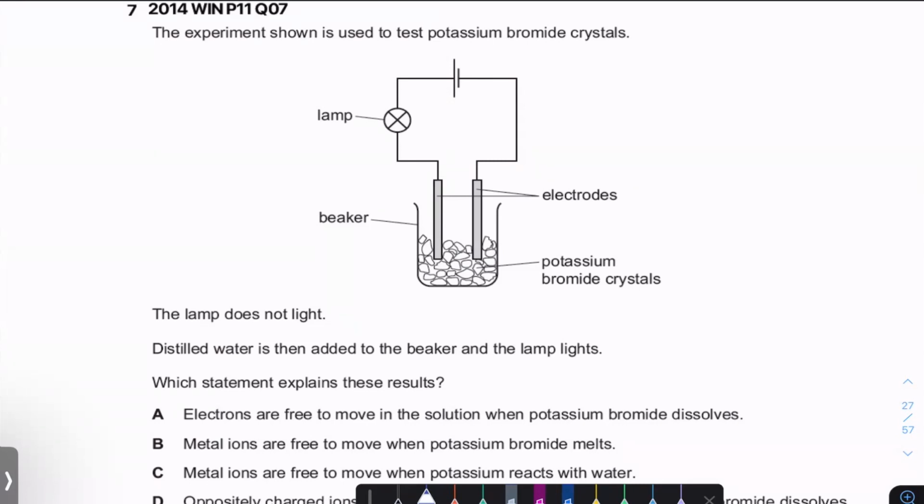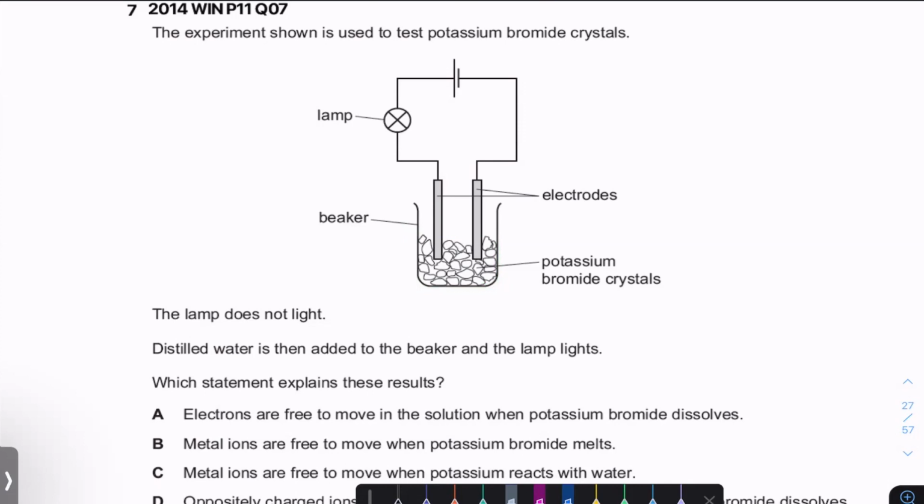It is because potassium bromide does not have free ions. और इस वजह से does not have free ions. तो वो solid है, और solid चीज में free ions नहीं है, तो वो conduct नहीं करता.